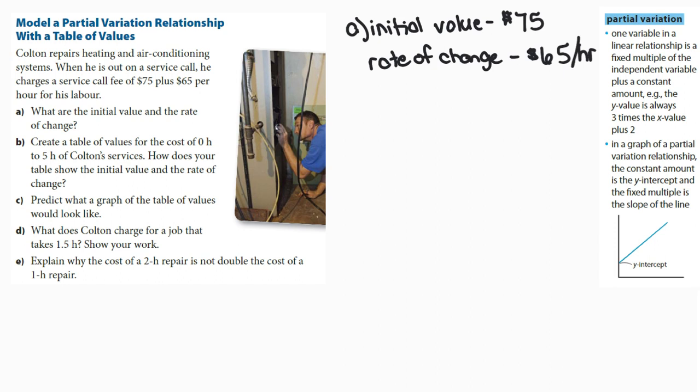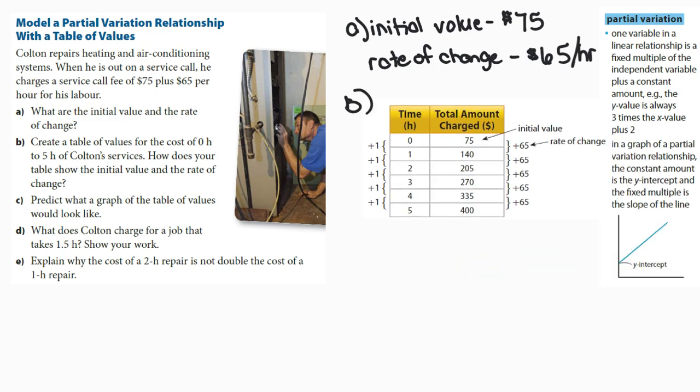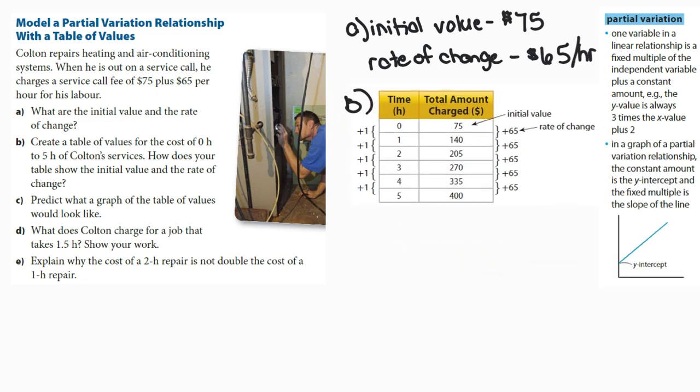Okay. Create a table of values for the cost for 0 hours right up to 5 hours. And how does that table show the initial value and the rate of change? So I'm just going to grab a table that I already created here and show you how that is read. So for 0 hours, it would cost $75. That's the initial value. And for every hour after that, it would be an additional $65. So for 1 hour, it would be $140. 2 hours, it would be $205. 3 hours, $270, and so on and so forth.